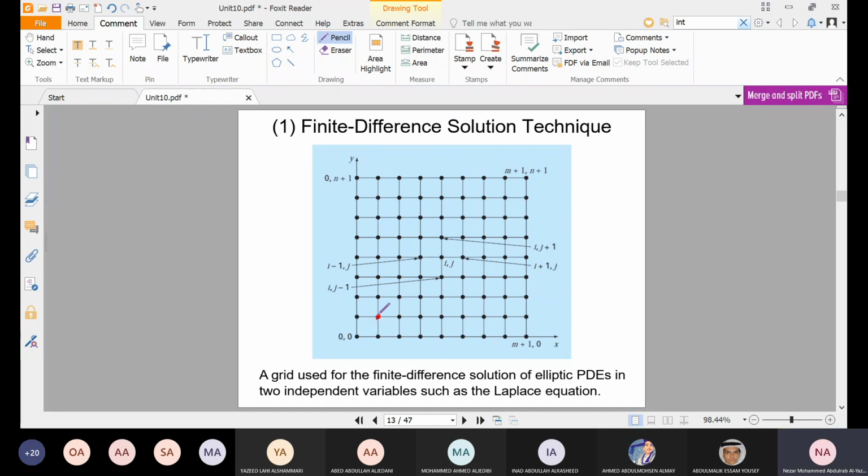For example, this node 1,1, by knowing the values of the temperature at the surrounding nodes like this one. So for example, for node 1,1, we have two knowns and two unknowns. So we continue like this to compute the temperature at all the inner nodes. After that, we can use any Gaussian elimination method to find the solution of this temperature.